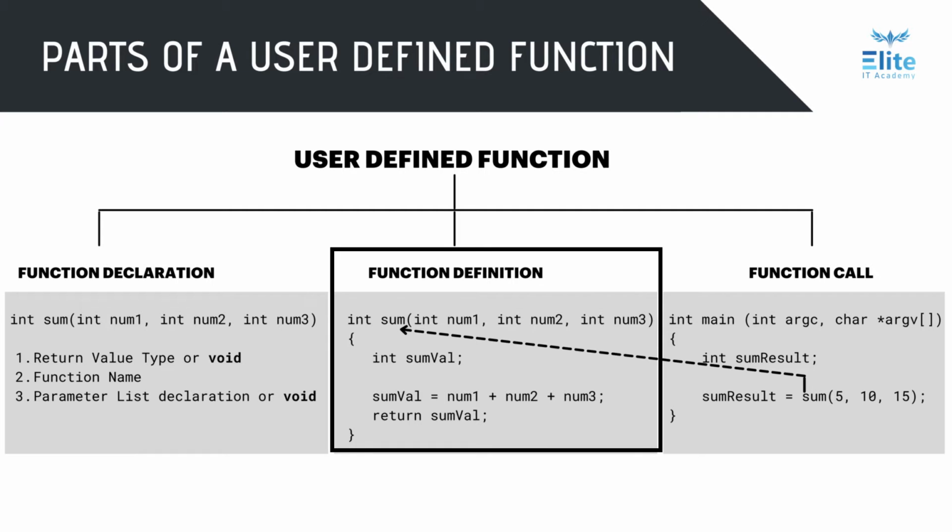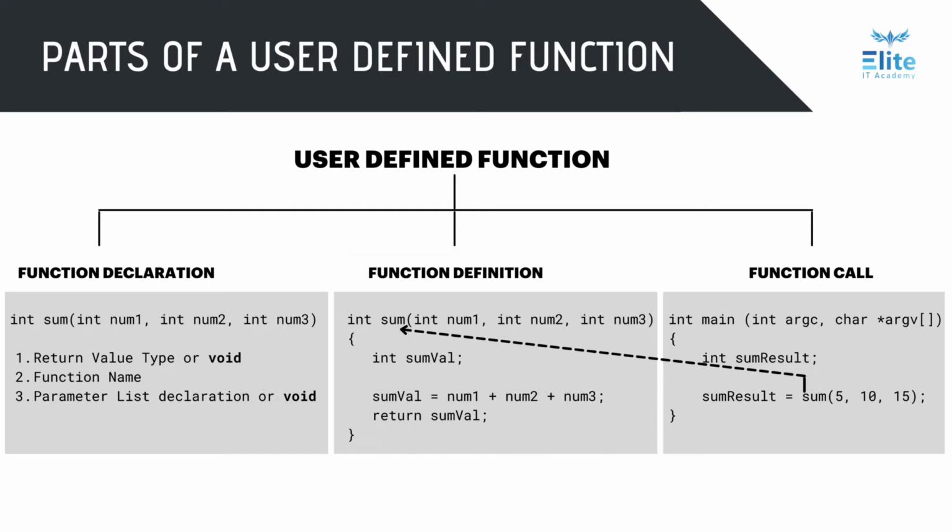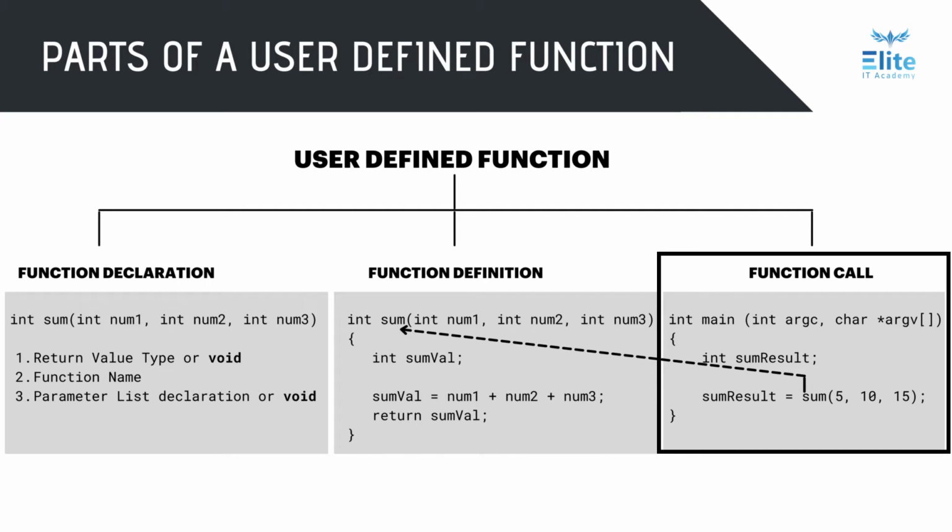The function definition is the function's body, which contains the statements that perform the function's process. It consists of the function's signature followed by a body of code. Note the return statement, which returns both control and a single value to the calling function. Once the function is declared and defined, it can then be used by making a function call.